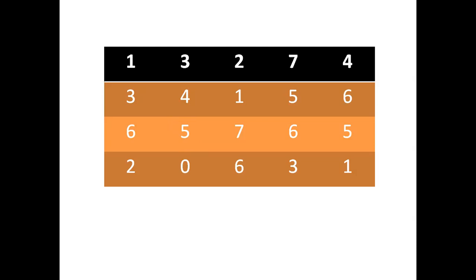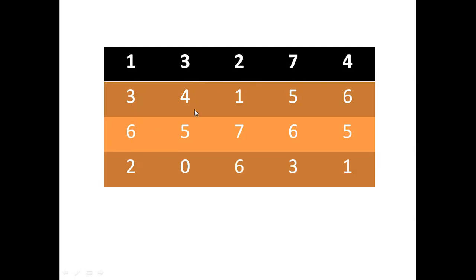We'll start by applying the dominance rule row-wise. Here, 1, 3, 2, 7, 4. Let us compare the first and second rows. 3 is greater than 1, 4 is greater than 3, but 1 is less than 2. No comparison between first and second. First and third: 1 is less than 6, 3 is less than 5, 2 is less than 7, but 7 is greater than 6. No comparison. First and fourth: 1 is less than 2, but 3 is greater than 0. Again, no comparison.